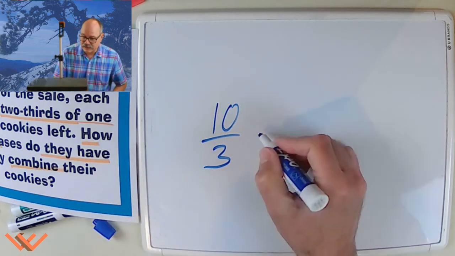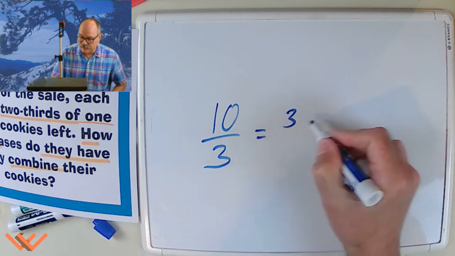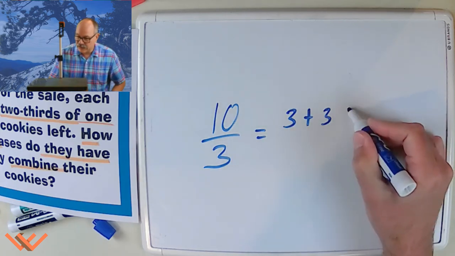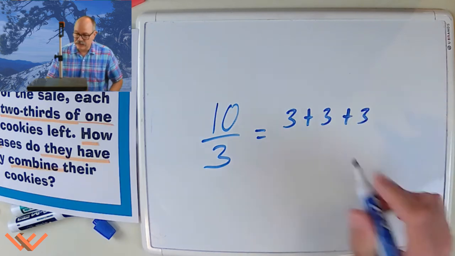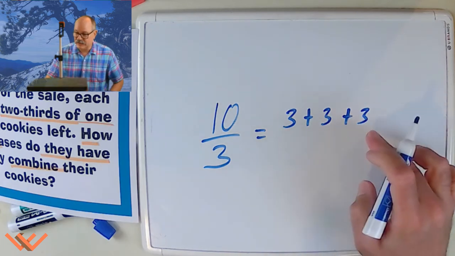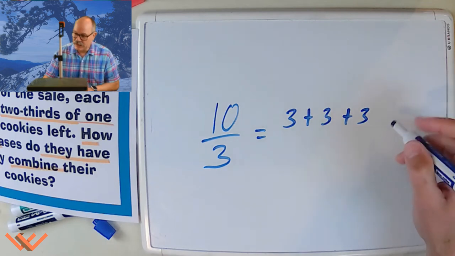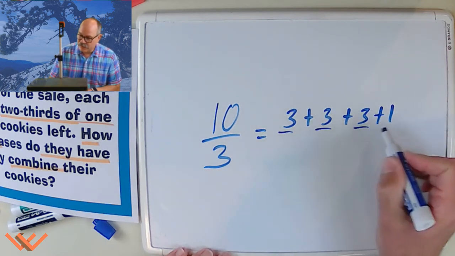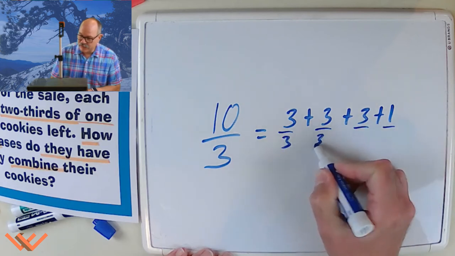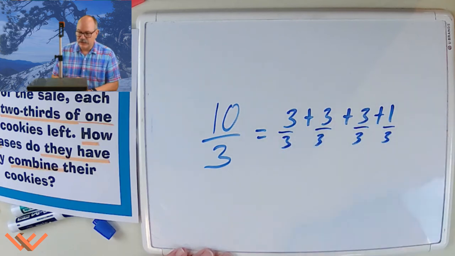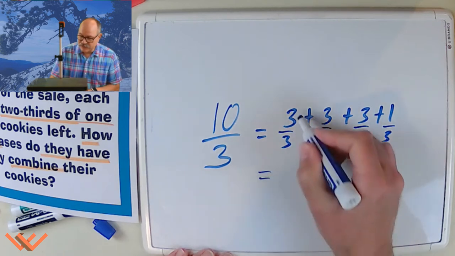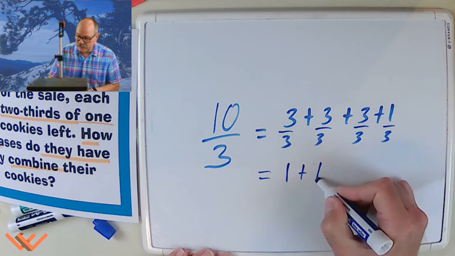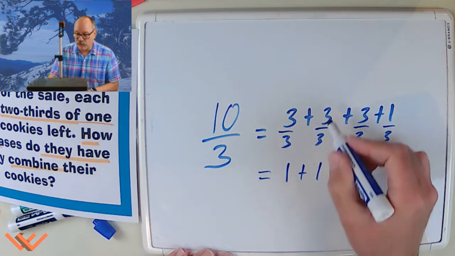So 10 is equal to 3, because we're trying to get it down to 3, plus 3, plus 3. There's 3 and 3 make 6, and 3 make 9. So we have to add one more, plus 1, and then we put that 3 underneath all of them. 3, 3, 3, 3. So what that does, let's bring this down, so this is going to essentially be 1 plus 1, because 3 over 3, oh, that makes a whole.